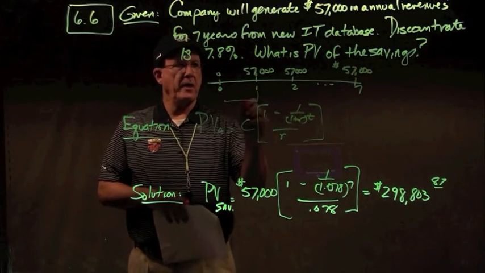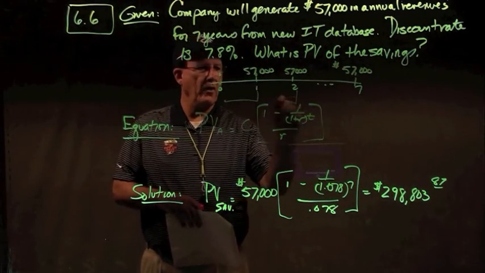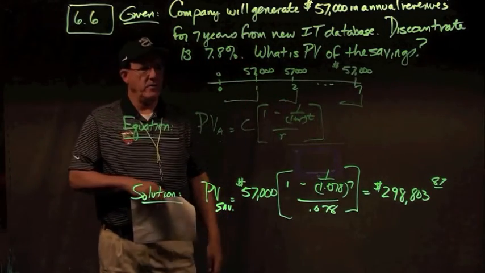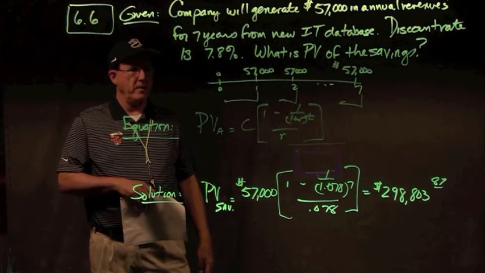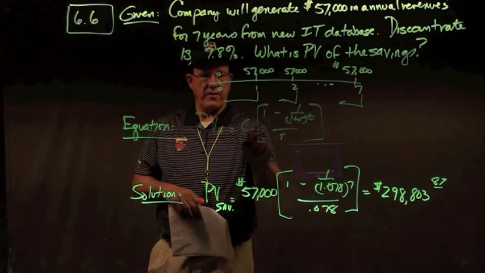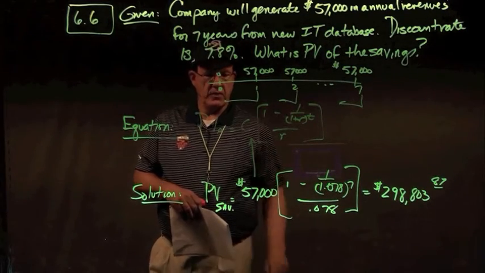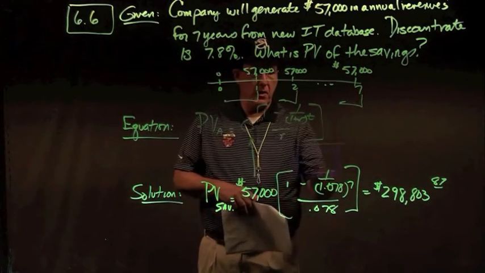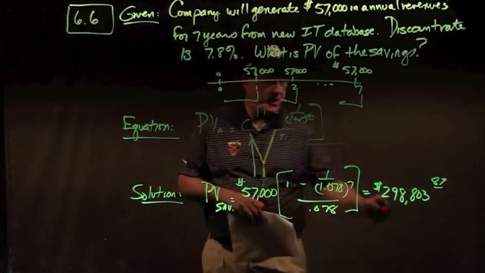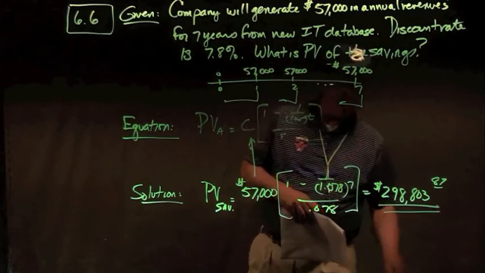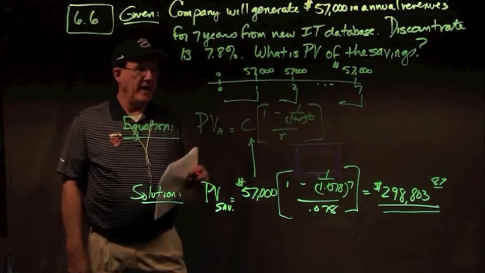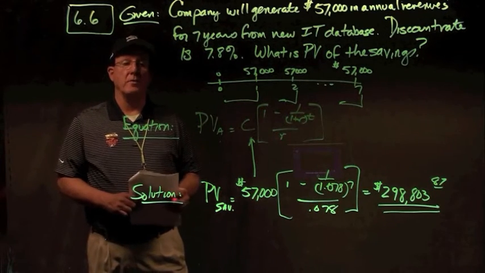Again, we can do each one independently if we want to. That will take a while, or we can realize we have an annuity and bring them back to today using the present value annuity formula. Much safer, much easier. So the present value of those savings is 57,000 for C times 1 minus 1 over 1.078 to the 7th power over 0.078, and the total present value of my savings, $298,803.87, and there's your answer to problem 6.6.